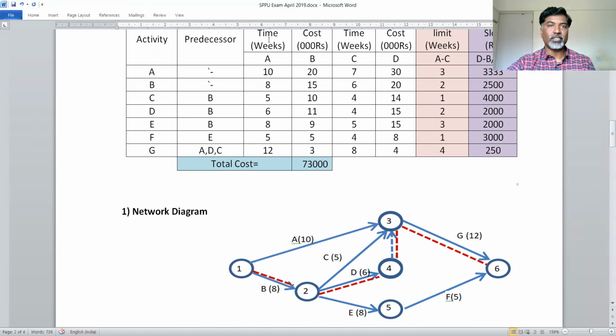For activity A, what is the time required? The normal time is 10, which I have written over here. For activity B, the normal time required is 8, which I have written over here. Then from activity B, three activities start: C, D, and E. So from B, C, D, and E activities are started, and I have just drawn three arrows: C, D, and E.